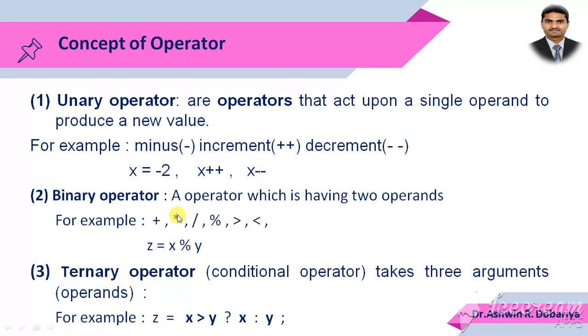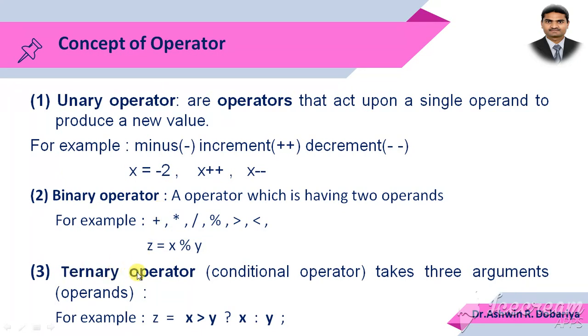Like plus, multiplication, division, modulus, less than, greater than. All are examples of binary operators. So an operator which requires two operands to perform its operation is known as a binary operator.